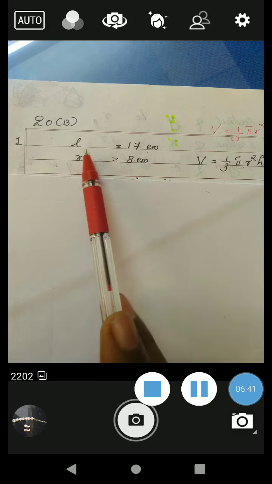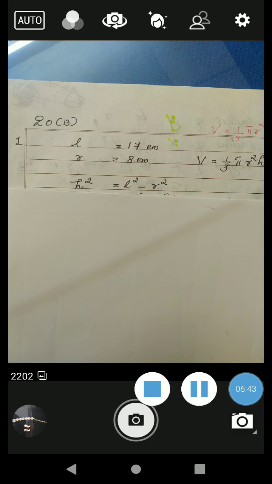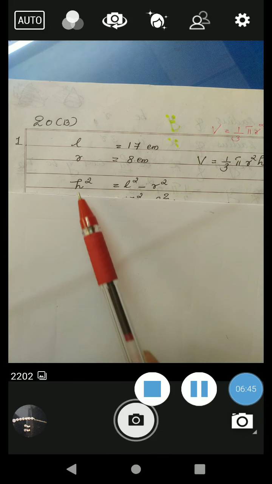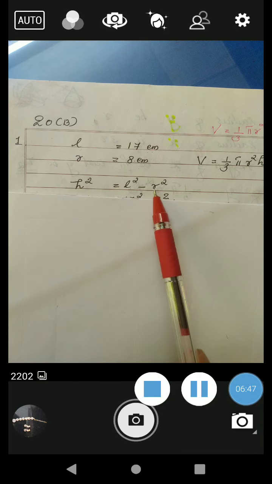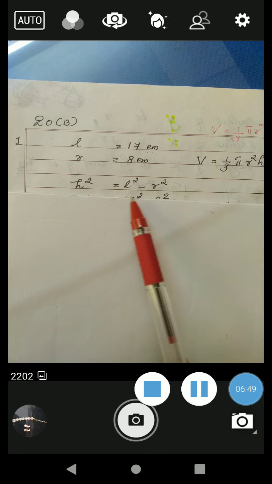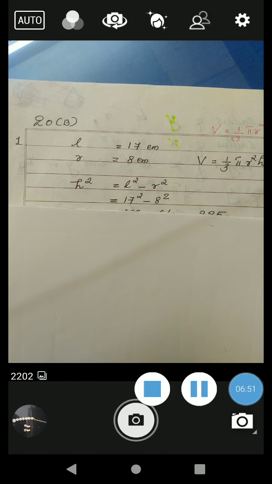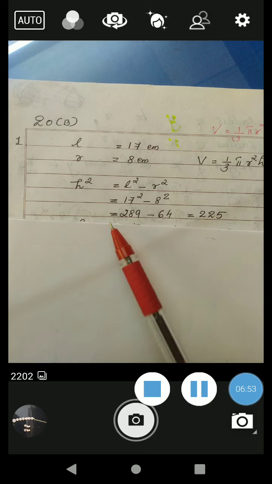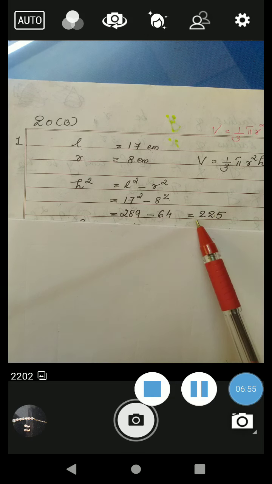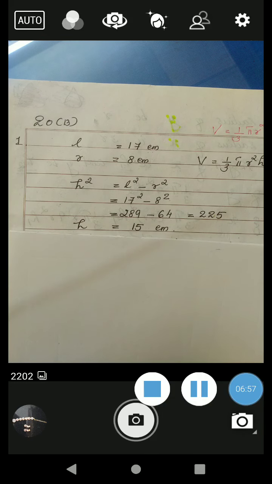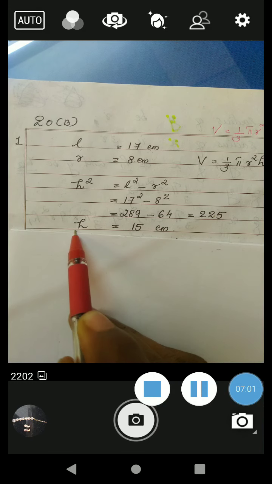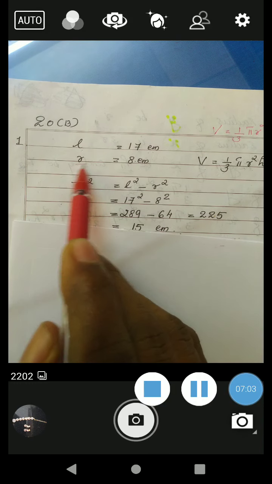Here it is given L and R. Therefore h square is equal to L square minus R square. So substitute values, 17 square minus 8 square, which is equal to 289 minus 64, which is equal to 225. Therefore h is equal to 15 centimeters. So we get h and r.